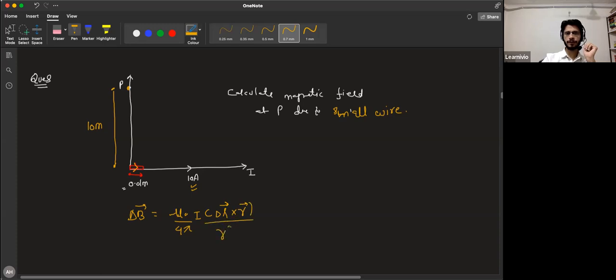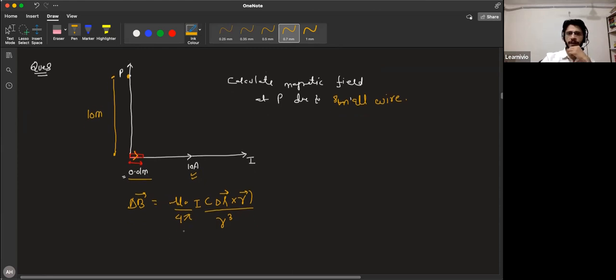See, I didn't write dl. I write delta L, because dl is a differential element, very, very small. dl means length is 0.000001 centimeter. dl is a small differential element, but here it's not dl, it's delta L. Now let's write each and every value. Say current is given, current is 10 ampere.